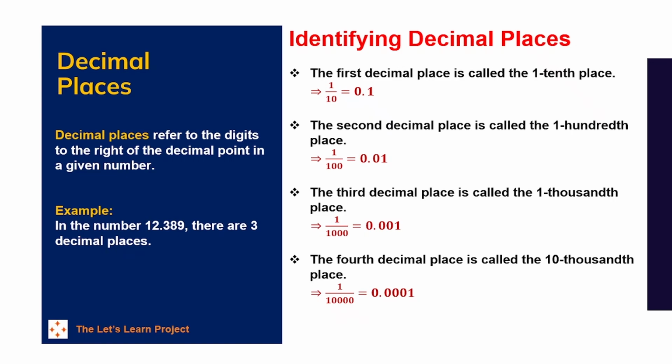The third decimal place in any given number is called the 1000th place. The 1000th place in fraction form can be written as 1/1000, and in decimal form can be written as 0.001. The number at the 1000th place in the number 12.389 is the digit 9. And it goes on like that. So the fourth decimal place is called the 10,000th place.